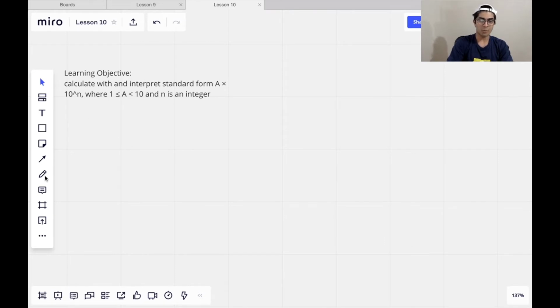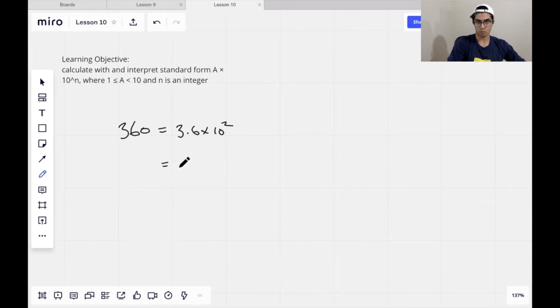Standard form is effectively just another way of writing numbers. So if you have, say, the number 360, you can actually write this as 3.6 times 10 squared, because we can go 3.6 times 100, because that's what 10 squared is, and that gives 360. This is just another way of writing bigger numbers, and it's really helpful when we get numbers that are quite large. So instead of writing 8 zeros, we can just write, for example, 3.6 times 10 to the 8.